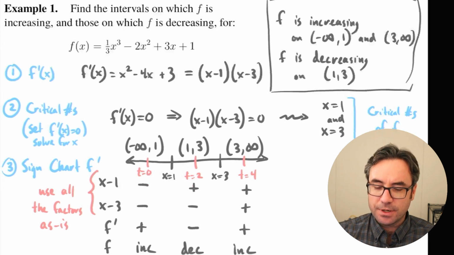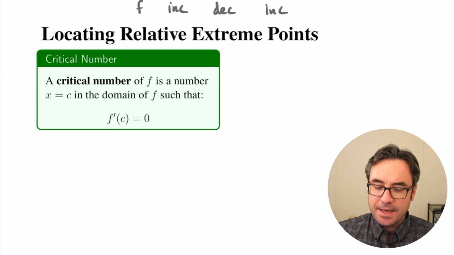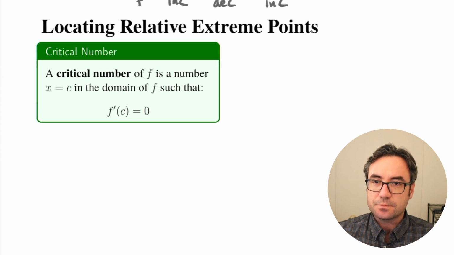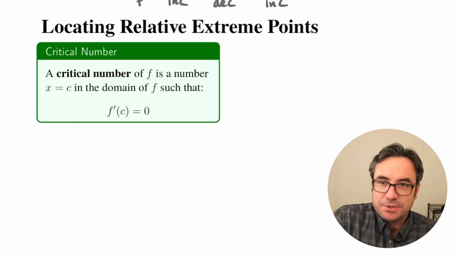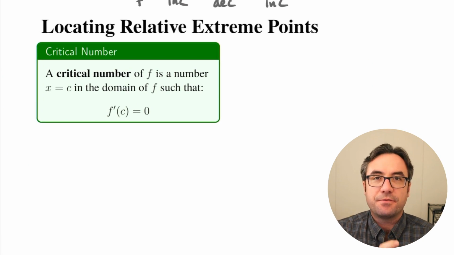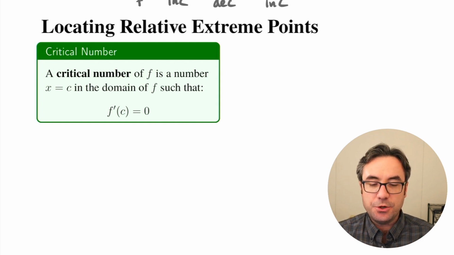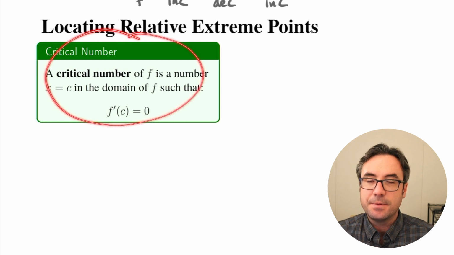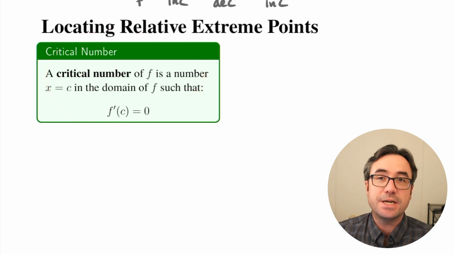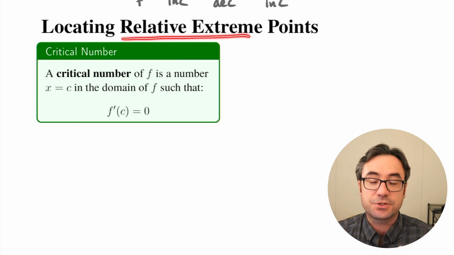All right, so what we're going to see next time is, using this same method of finding the intervals of increase and decrease, we're going to see how we can use these critical numbers to locate where our function has a local max or a local min, the relative extreme points.